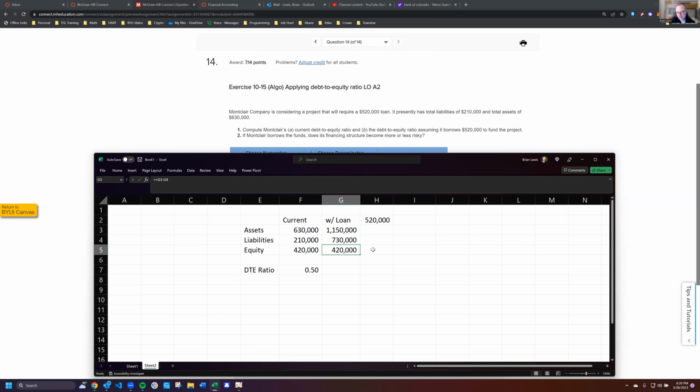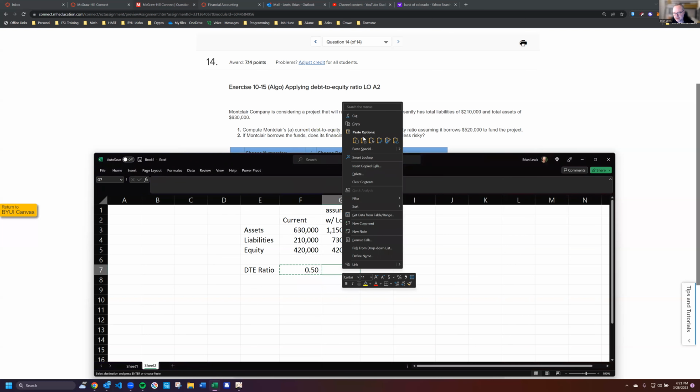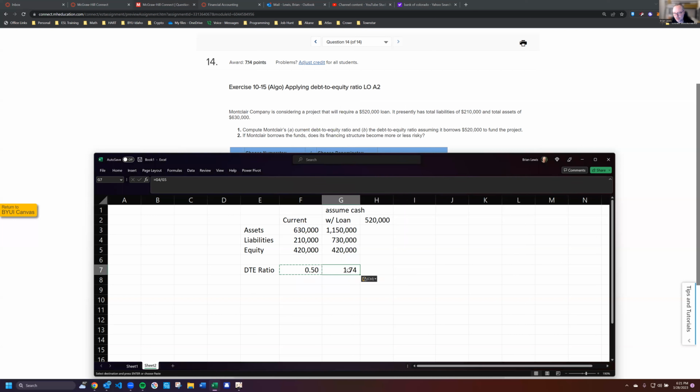Effectively, the equity shouldn't have changed. So let's copy this over and assume cash on this one. Now the question is, does this match? Yes, the 420 stays the same, so just assets went up. Now if we take the same formula, copy it, and paste the whole thing, we get 1.74. Whoa, liabilities is a lot higher than equity.